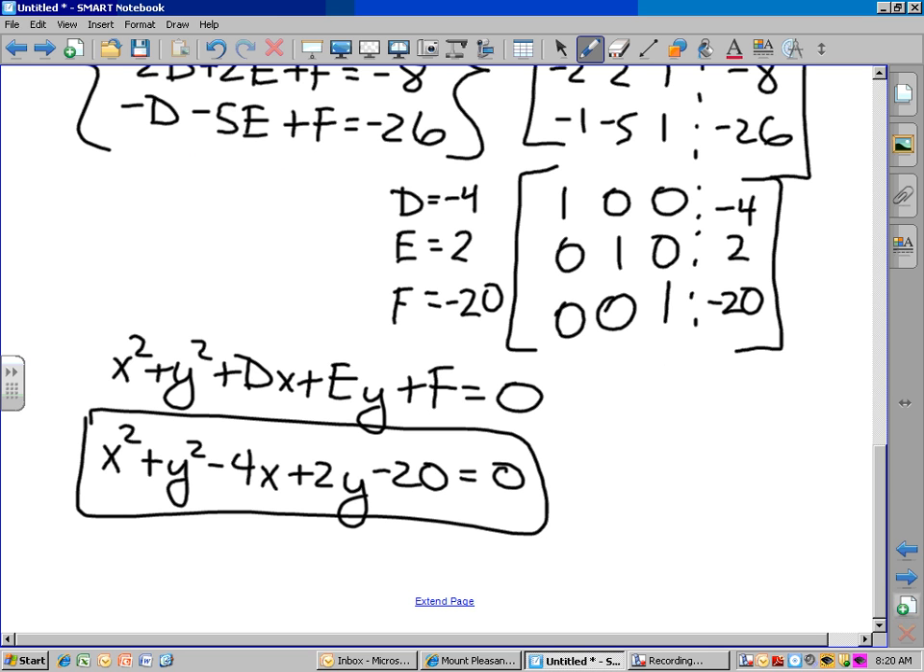The three completely random points we know are on this circle. Do we still know the center? Do we have any idea what the center is at this point in time? No, not really. What would we have to do to figure out what the center is? Put it in standard form. We want to know the radius. Put it in standard form. Which causes us to do what? We're going to have to complete the square, right?